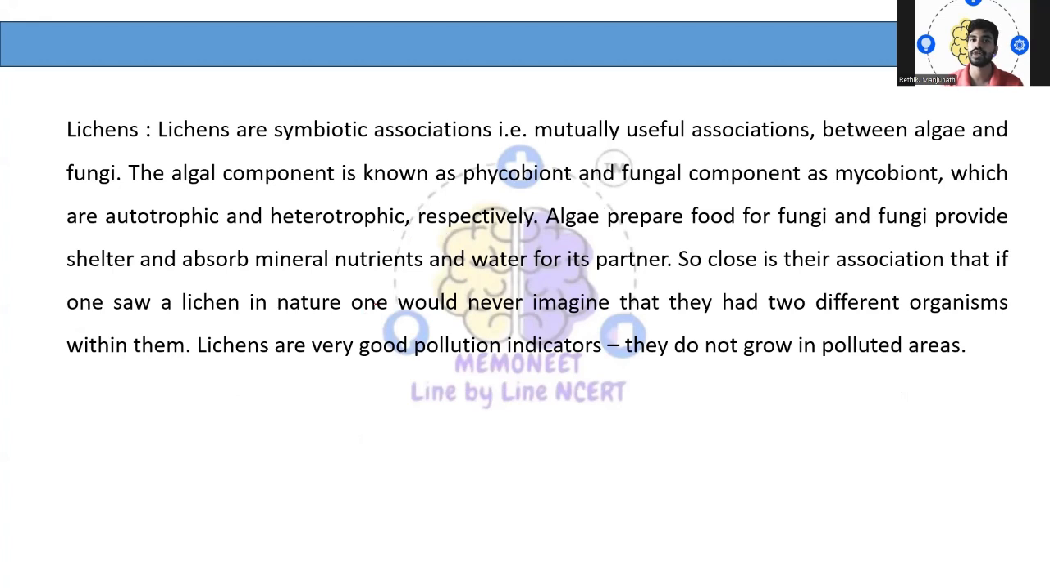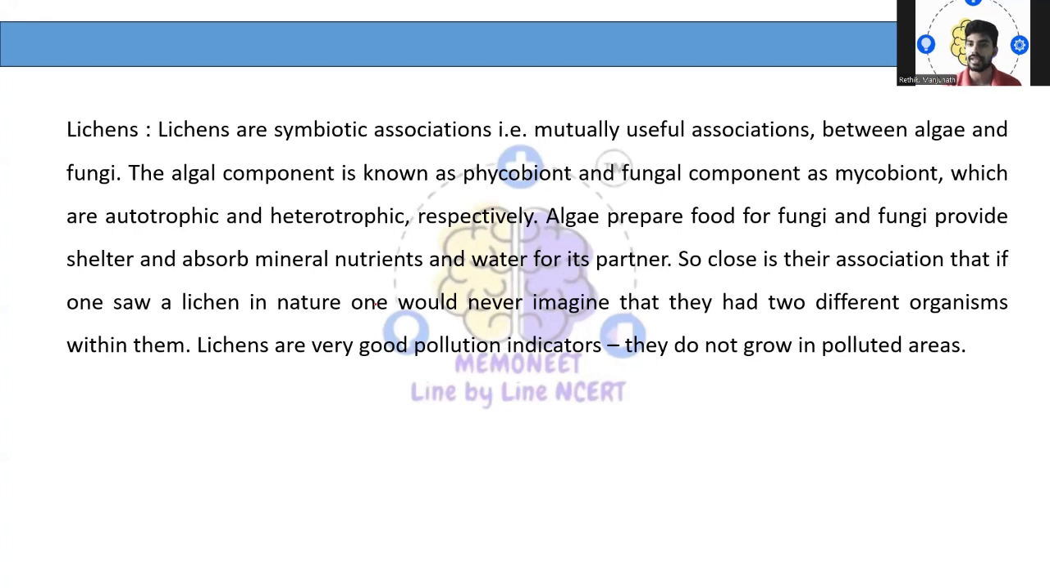The last one is lichens. They are a symbiotic association, that is, a mutually useful association between algae and fungi. The algae component is known as the phycobiont, and the fungi component is called the mycobiont, which are autotrophic and heterotrophic in nature. That is, they are able to prepare their own food as well as depend on other organisms. The algae prepare food for the fungi, and the fungi normally provide shelter and absorb mineral nutrients and water for their partner.